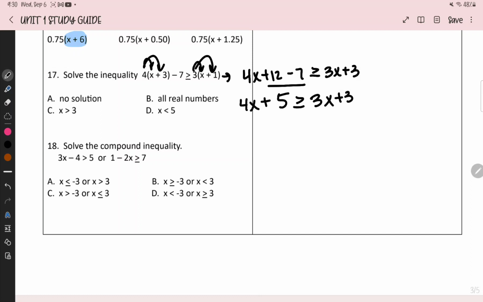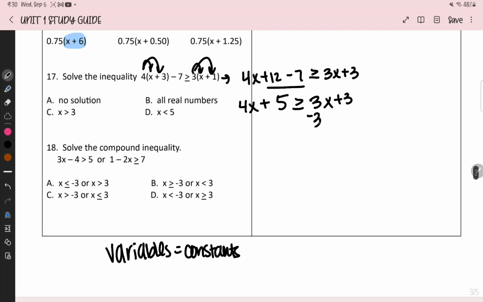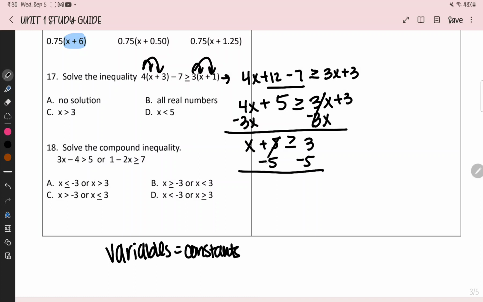And I'm going to do the same thing I've been doing: move my variables to the left and my constants to the right. All right, so I'm going to subtract 3x on both sides. So I've got x plus 5 is greater than or equal to 3, and I'm going to move that 5 over because it's a constant. So x is supposed to be greater than or equal to -2. Obviously, none of those options match that because it wasn't in there. Okay, so the answer is actually x is greater than or equal to -2.